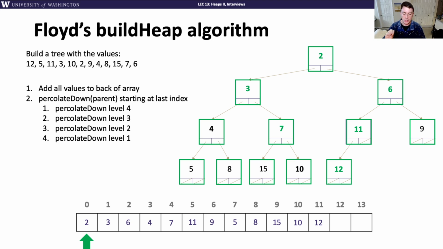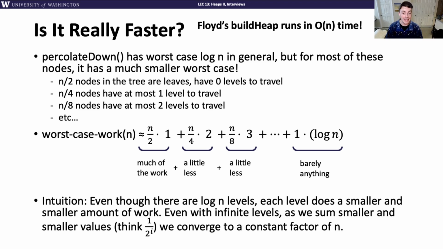Now, the intuition for why this is going to be faster is that the majority of the nodes are lower in the tree. And if the node is lower in the tree, you're not going to be swapping it a lot, or you're not going to be percolating it down. That percolate down operation does in the worst case have log n runtime if you're percolating something from the top of the tree all the way down. But most of these nodes are going to have something much, much smaller than the worst case. Half the nodes in the tree have 0 levels to travel because we just start them off at the bottom. They're not violating the invariant. A quarter of the nodes have 1 level to travel because they're just 1 above the leaf nodes.